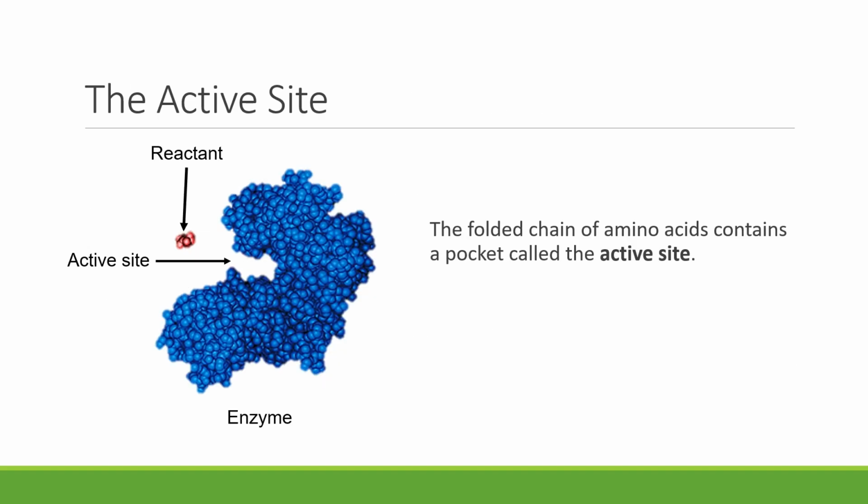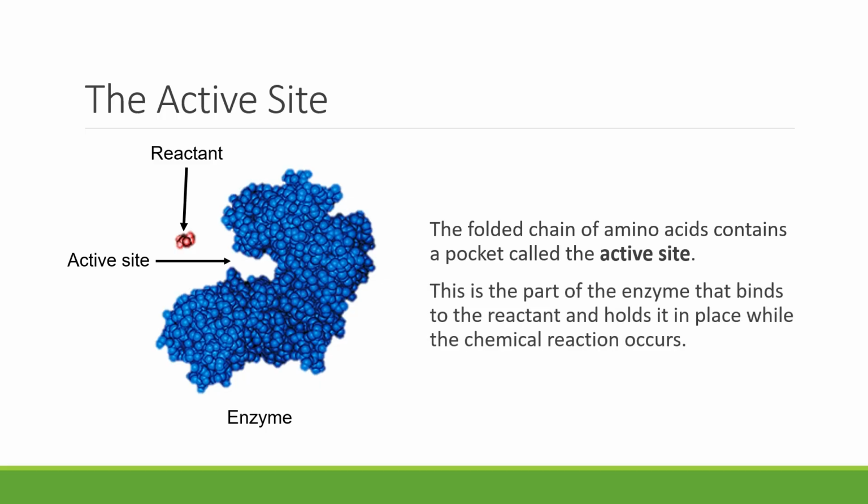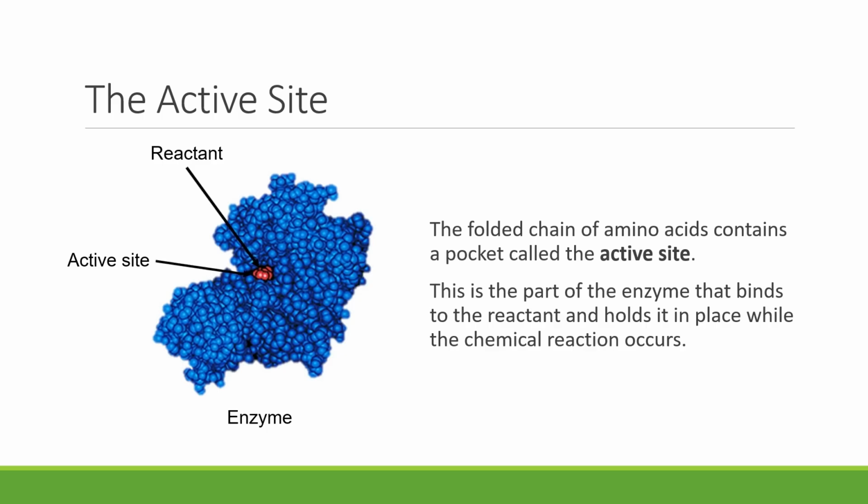And the reason for that is because the folded chain of amino acids creates a pocket in the enzyme called the active site. The active site is the part of the enzyme that binds to the reactant and holds it in place while the chemical reaction occurs. So in the illustration on the screen, the enzyme is shown in blue, the reactant is shown as the little thing in red, and the slot in the enzyme on the left-hand side of its structure is the active site. And the active site of an enzyme is specially made so that its particular reactant can just nestle right in there and be held in place while the reaction occurs.